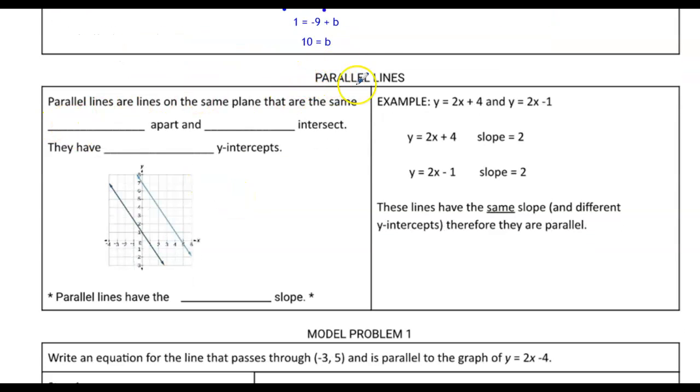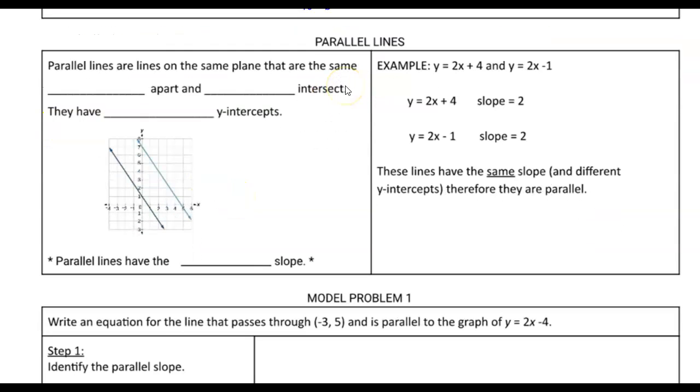We're talking about parallel lines first, because parallel lines are one of the main focuses of this lesson. They're lines on the same plane that are the same distance apart and do not intersect. And we also know that they have different y-intercepts. Let's fill those in. One other piece of information that you should know is that you can see these two parallel lines that are running alongside of each other. As it says here, same distance apart, they never intersect.